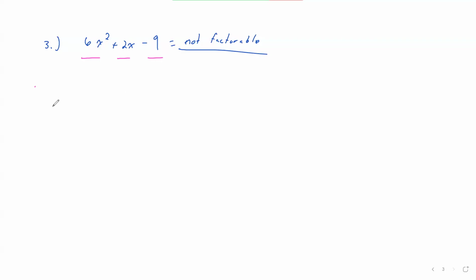So let's look at one where it is factorable. Let's look at negative 9a cubed minus 18a plus 9a squared. I do agree, 9 goes into 18 and 9. And there's an a.